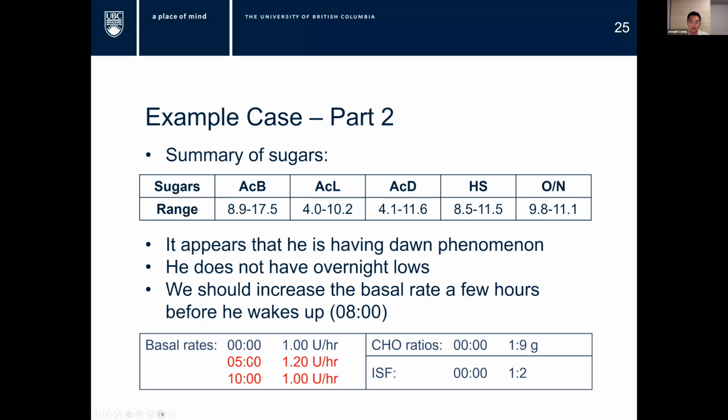So starting at about 5 a.m., we're going to go to 1.2. So from midnight to 5 a.m., it's still 1.00. But at 5 a.m. until 10 a.m., it's 1.20 units per hour. And then 10 a.m. all the way back until midnight, we're going to go back to 1 unit an hour. And in this case, we haven't made any changes to the carb ratios or the ISF.